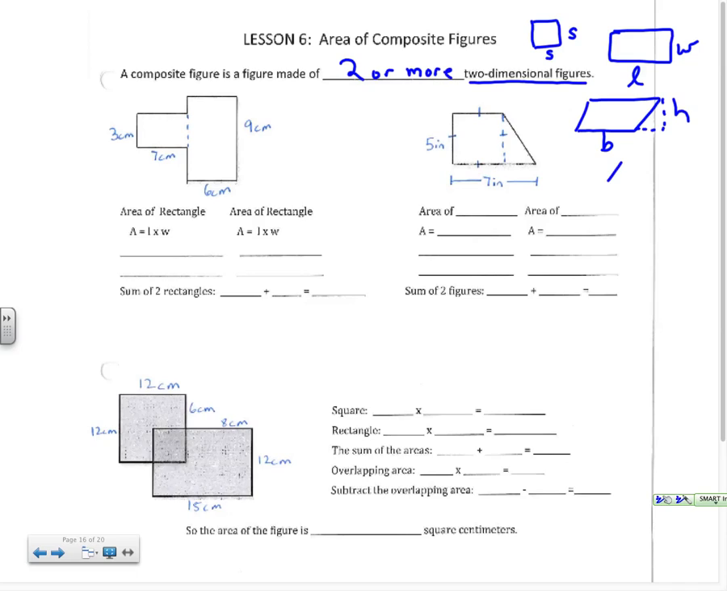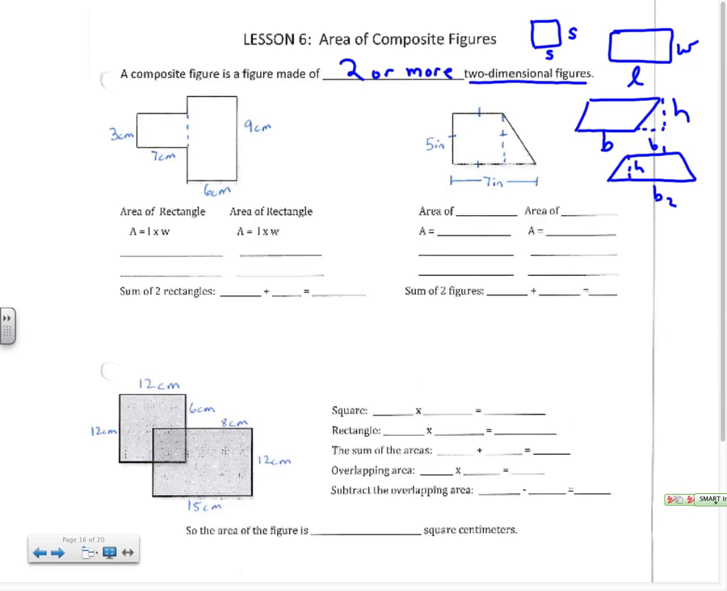And finally, we looked at trapezoids, and we have actually three dimensions for the formula. We have the base 1, the base 2, and the height. So we're going to recall those formulas when we apply it to area of composite figures. So let's look at our first composite figure.